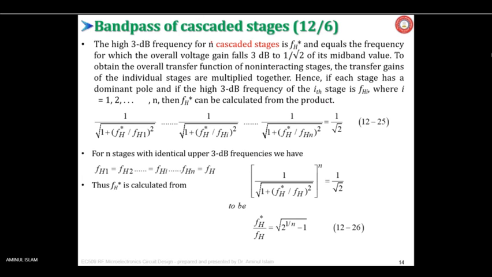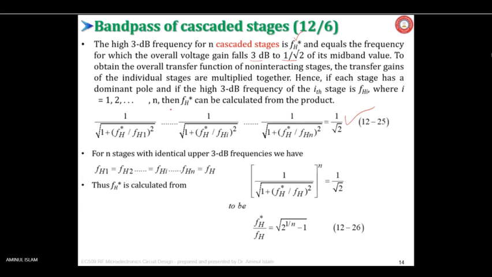The 3dB frequency for n cascaded stages is denoted by FH star and equals the frequency for which the overall voltage gain falls 3dB to 1 upon square root of 2 of its midband value. To obtain the overall transfer function of non-interacting stages, the transfer gains of individual stages are multiplied. Suppose you have three stages you are cascading, then what will be the overall gain? We have seen earlier that if two stages are cascaded, the gains are multiplied, isn't it? Yes, sir. Similarly, for n stages, the overall gain is obtained as the multiplication of the individual stage gains.